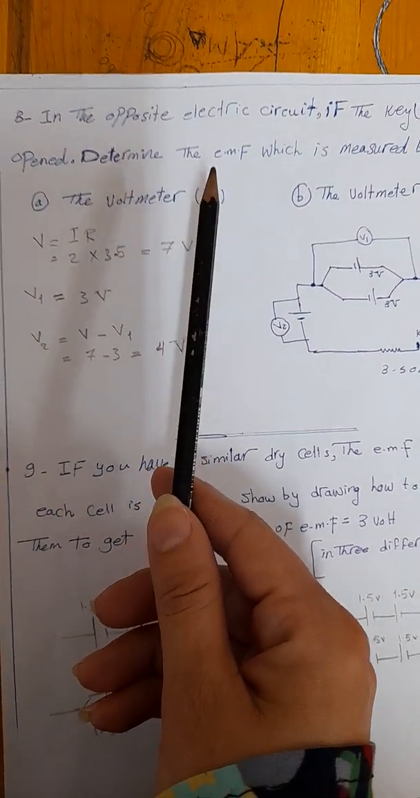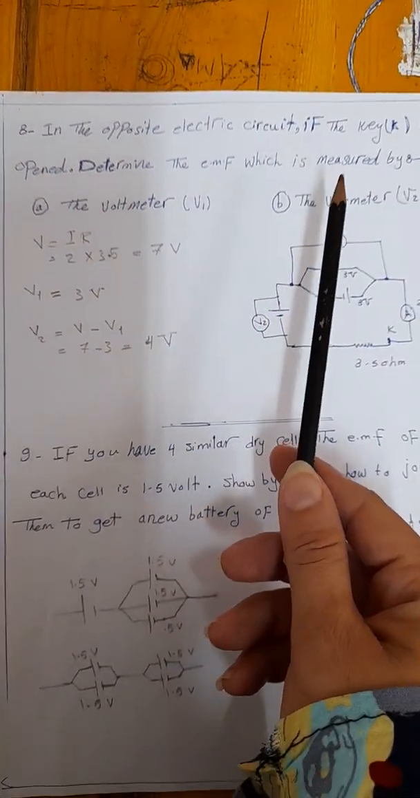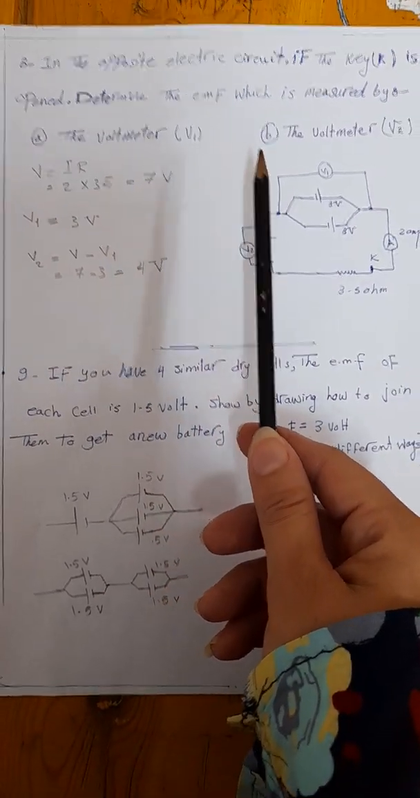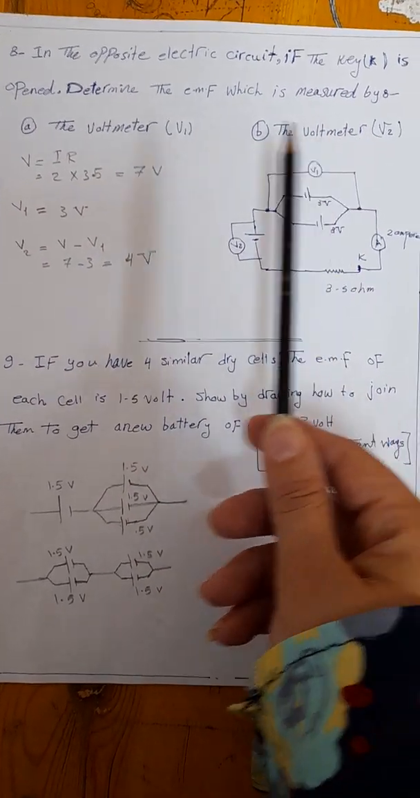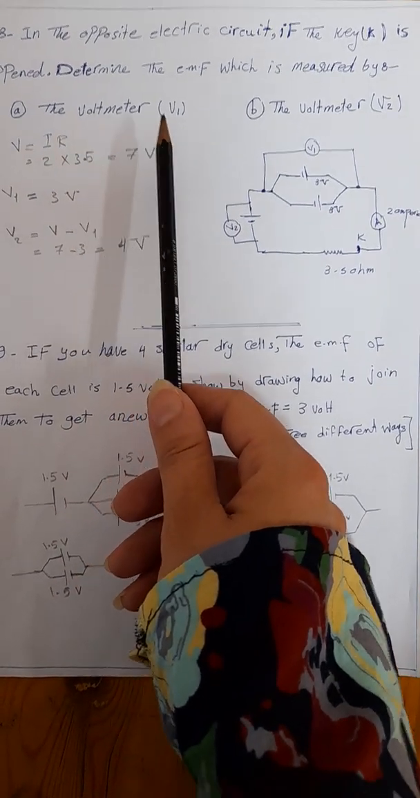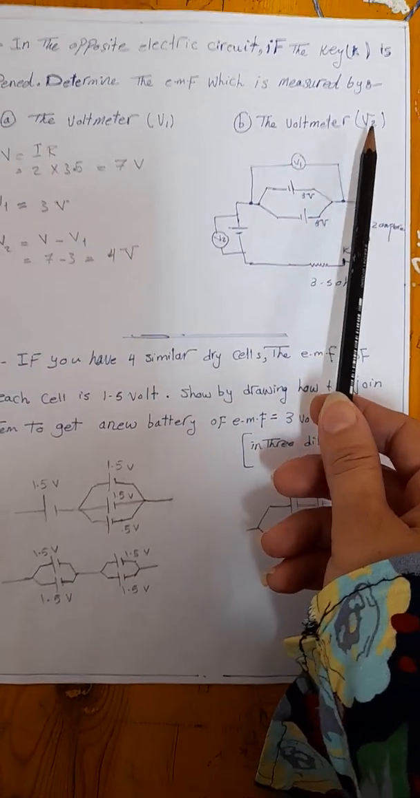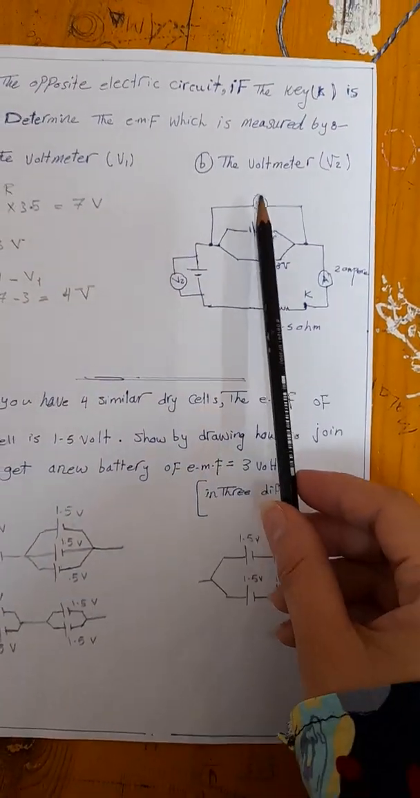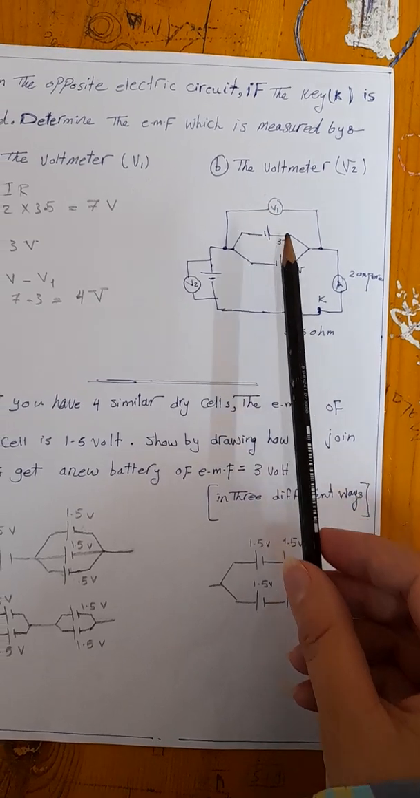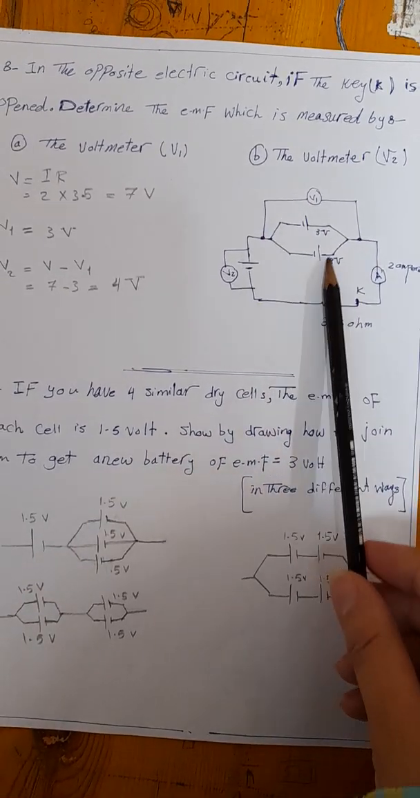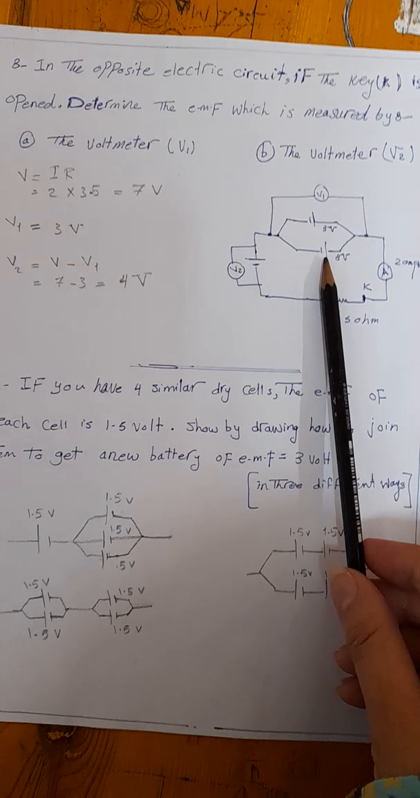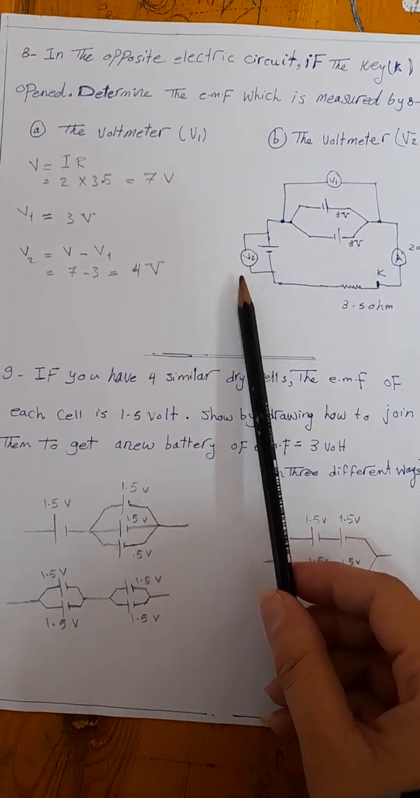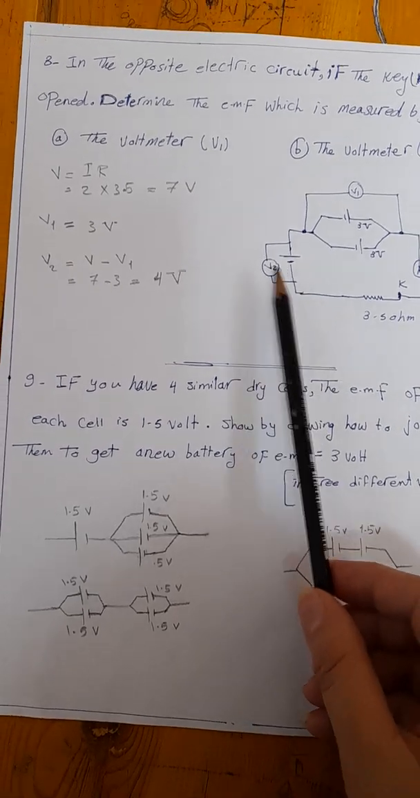In the opposite electric circuit, if the key is open, determine the electromotive force which is measured by voltmeter V1 and voltmeter V2. From the figure, voltmeter V1 measures the electromotive force of these two dry cells, and voltmeter V2 measures the electromotive force of this dry cell.